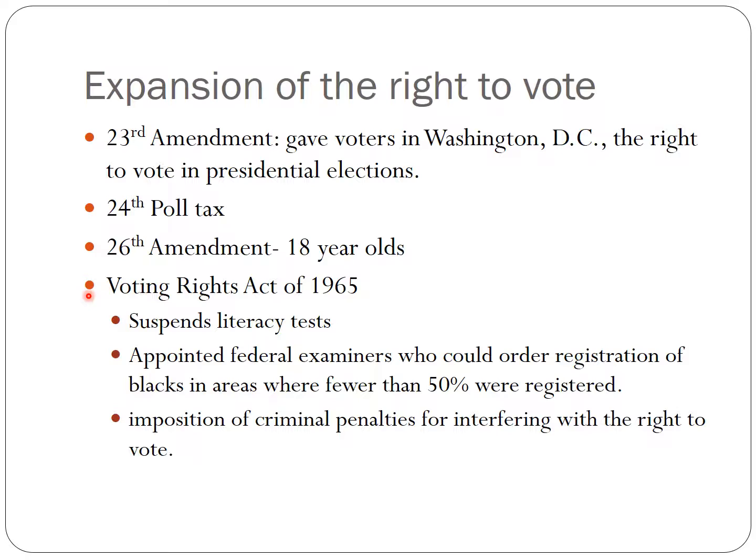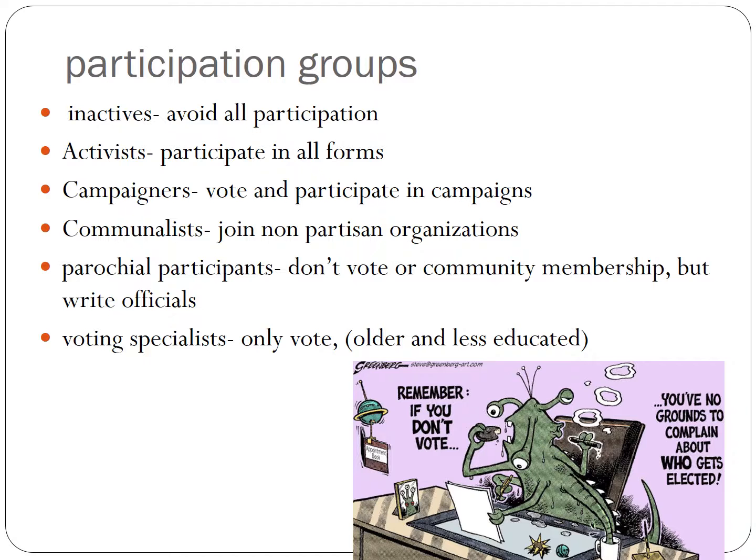The Voting Rights Act of 1965 suspended literacy tests. It appointed federal examiners who could order registration of blacks in areas where fewer than 50% were registered. Imposition of criminal penalties for interfering with the right to vote.